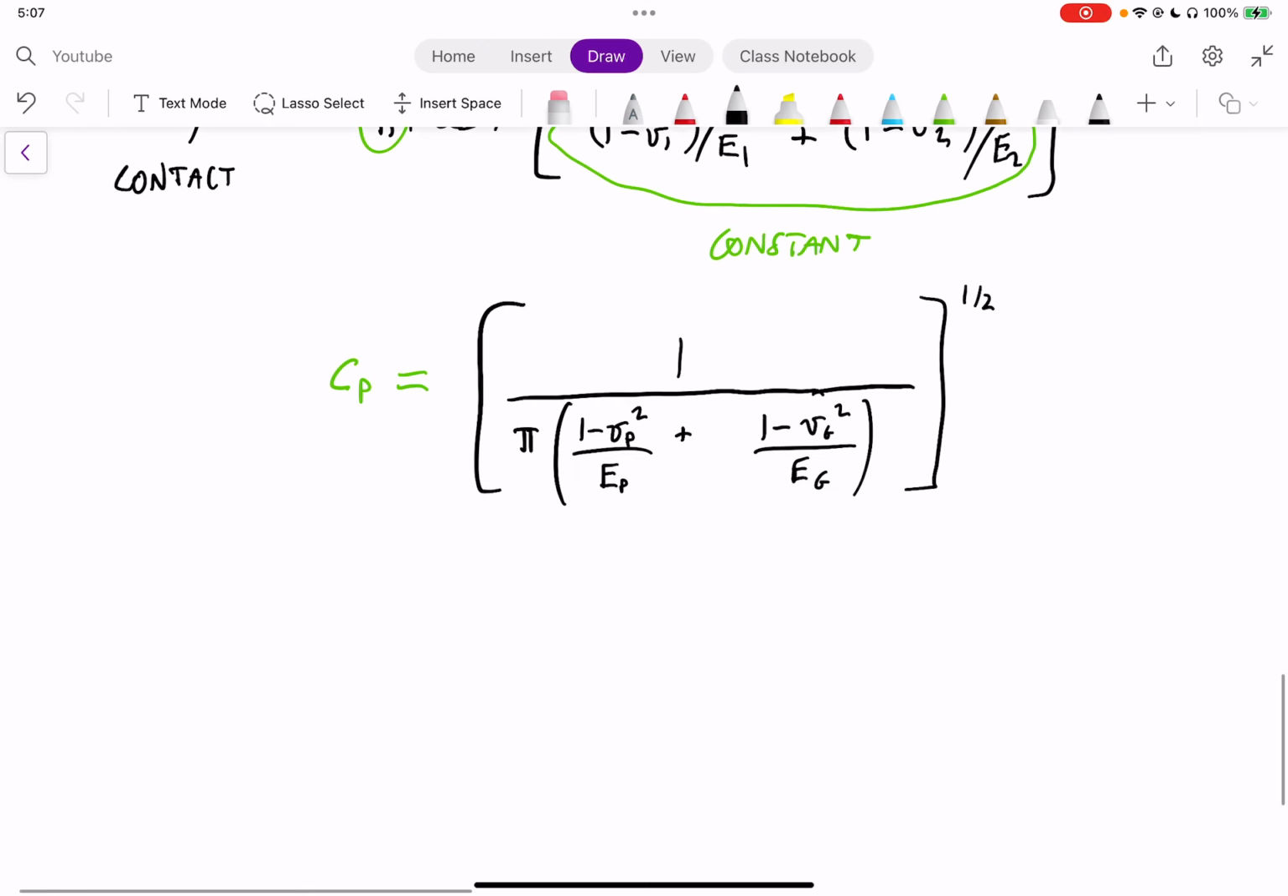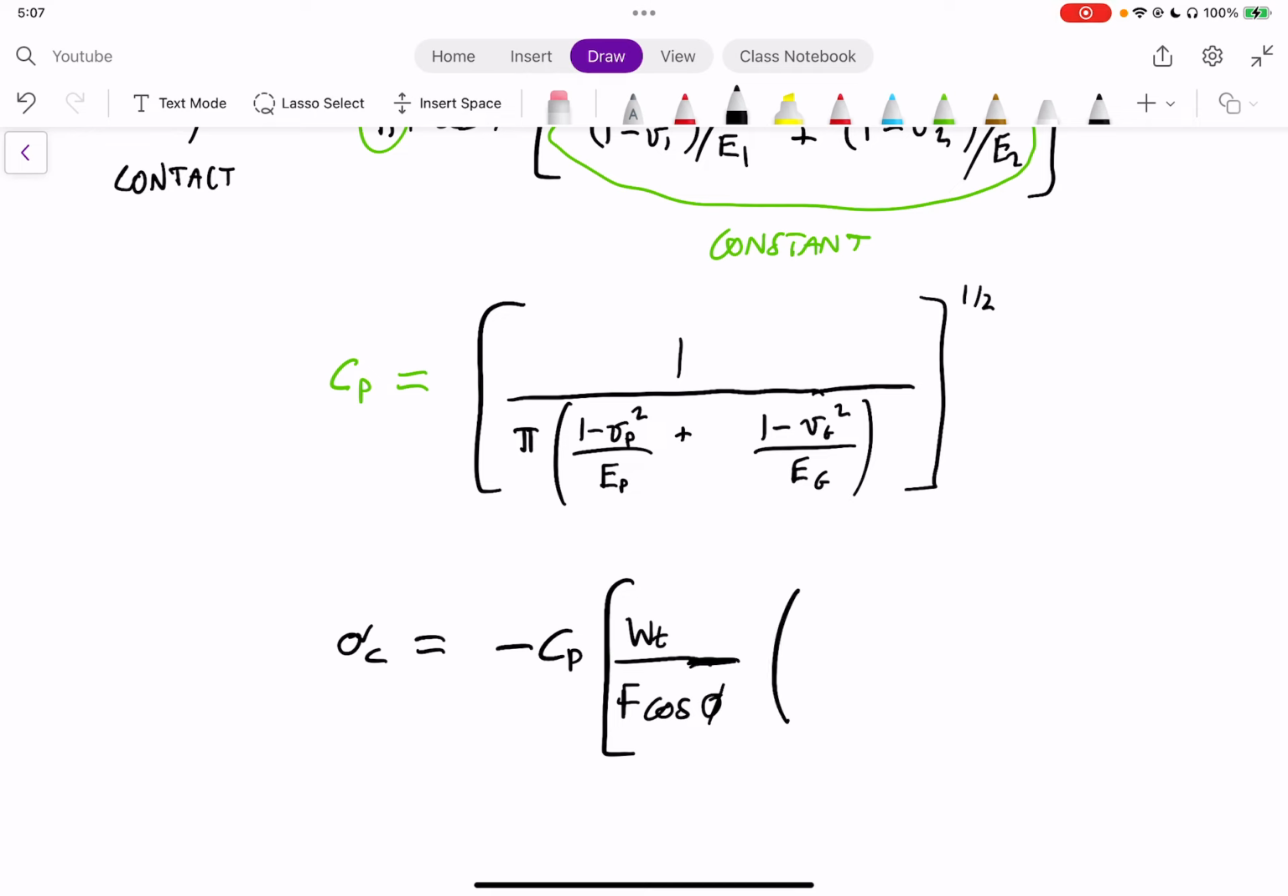Then we can write that sigma C, so we're going to take out the square root, is going to be equal to minus CP times WT times, we're going to add a term, but I'm not going to add it immediately, F cosine of phi, times 1 over R1 plus 1 over R2. And this is all going to be to the power of 1/2. So this would be our equation for contact stress that we could use to solve a contact stress problem if we're given one.